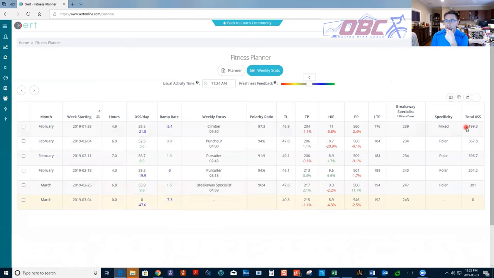Let's look at total XSS. 5 weeks ago, 200 points. Then she gets to 367. Then she gets to 396. Takes a week and backs off. So here we go. Two up, one down. That's her specific progression periodization plan. It's not four up, one down. It's not six up, one down. It's not nine up, one down.